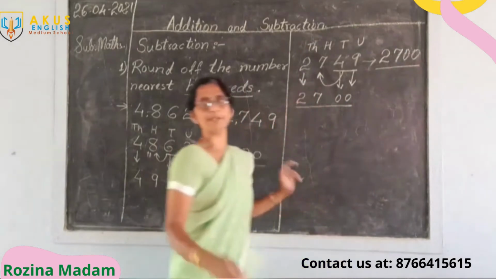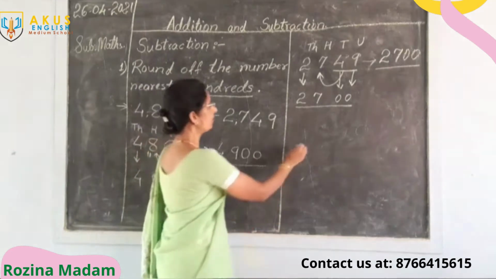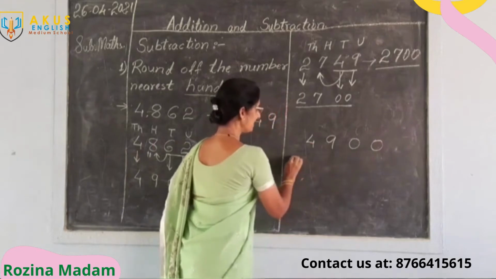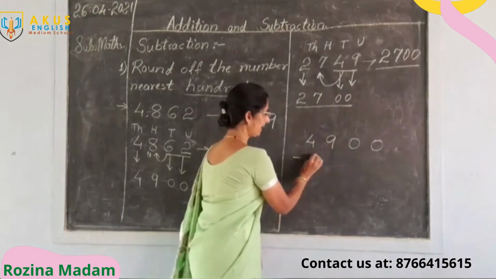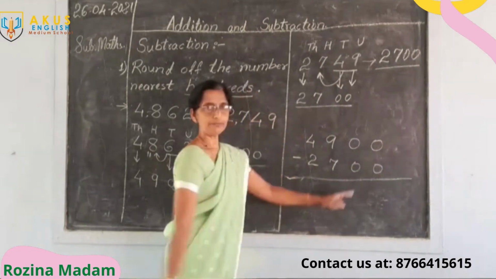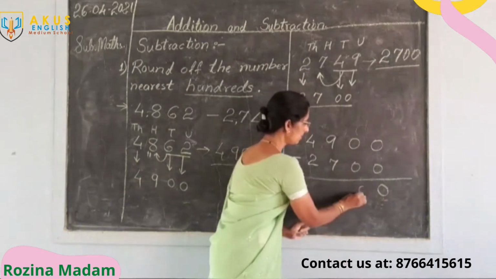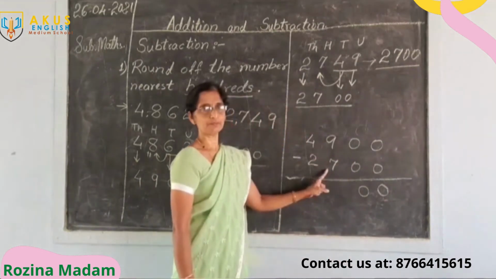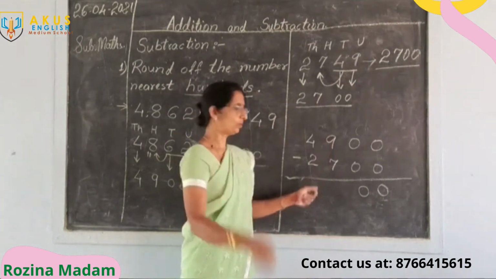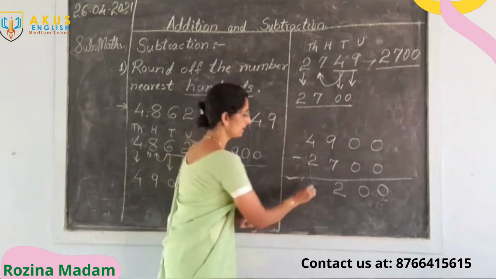Now we will take these numbers together and we will subtract. We will find out the difference. So 4,900 minus 2,700. 0 minus 0, 0. 0 minus 0, 0. 9 minus 7. So I told you, after 7 count till 9. 8, 9. So 2. And 4 minus 2 is 2.